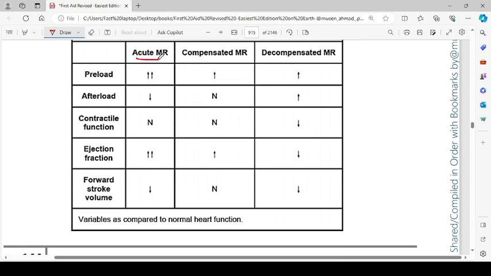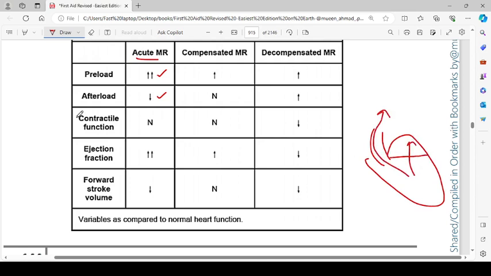In acute mitral regurgitation, the preload increases because blood is actually not leaving the heart, it is pooling inside, so that increases the preload. Afterload will be decreased. Why will afterload decrease? Because for the ventricle, now instead of one pathway, that is the aorta, we have two pathways, that is the left atrium and aorta. So it is moving into the aorta and also into the left atrium.